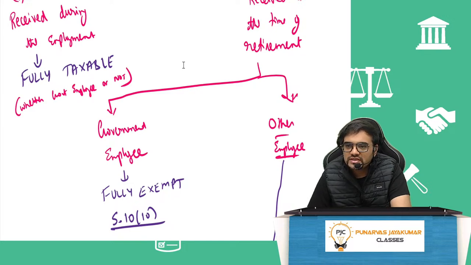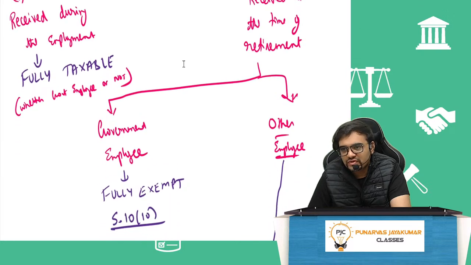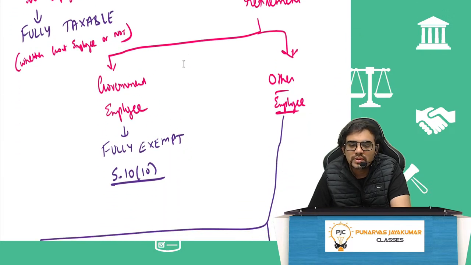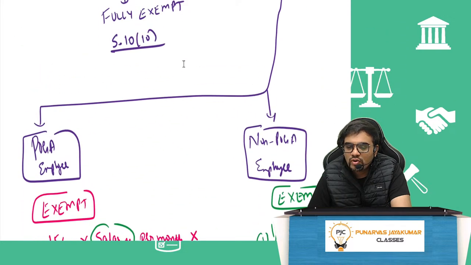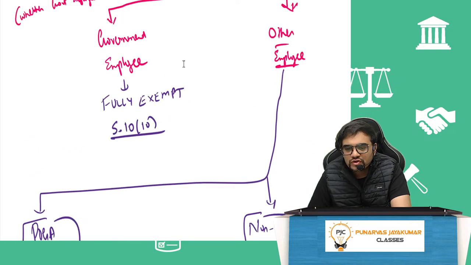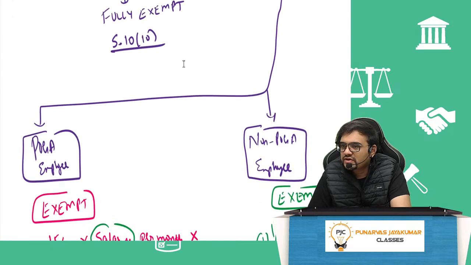Why do people always keep telling you to join a government job? It's because of this. You'll get all these retirement benefits which are fully exempt from tax. Government employee, fully exempt under 10(10). Other employee, there are two things. One is if you are a POGA employee. POGA means what? Payment of Gratuity Act, which means for you, the Payment of Gratuity Act will apply. One more is the Payment of Gratuity Act will not apply.